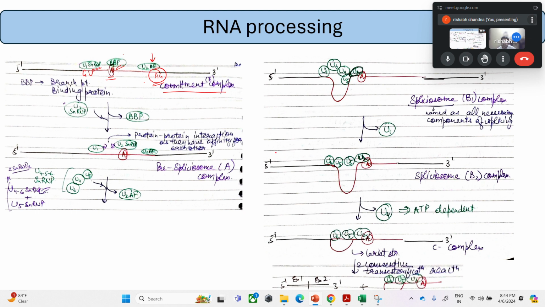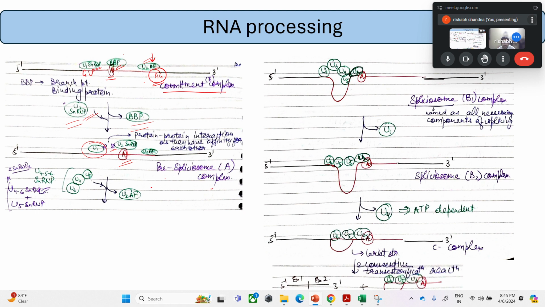Now this BBP recruits a U2 snRNP. This U2 accessory factor is different from the U2 snRNP. So now U2 snRNP is recruited and binds to the branch point. So the BBP is released now. Now this U2 snRNP has high affinity towards U1 snRNP, so they get attracted to each other. This is called the pre-spliceosome complex.